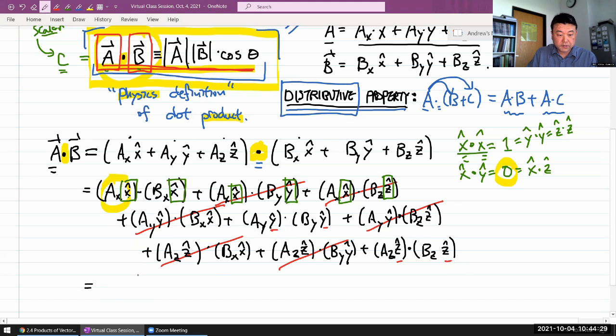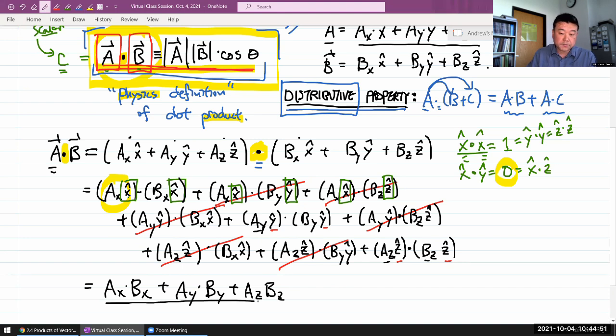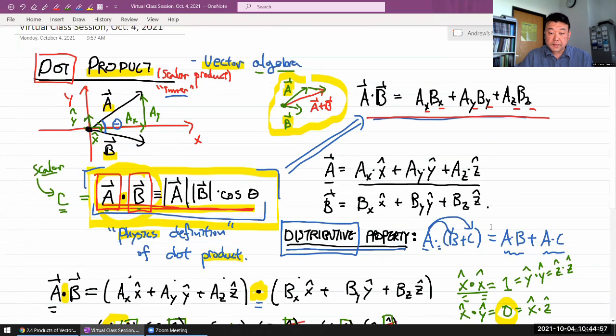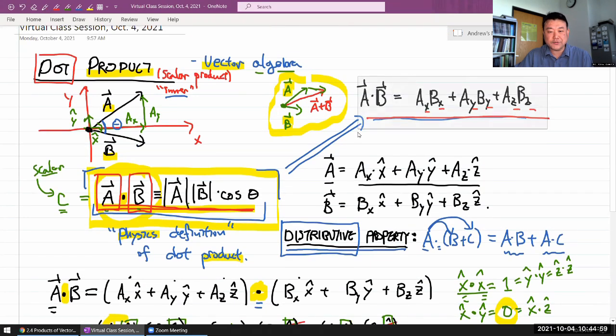And those 3 remaining terms are ax times bx plus ay times by plus az times bz. And this is the component by component description of that product. This might have been given to you as the definition of that product, which is fine. These two definitions are equivalent to each other, so you can start from one end and get to the other end, vice versa. But I find this direction to be a lot easier.